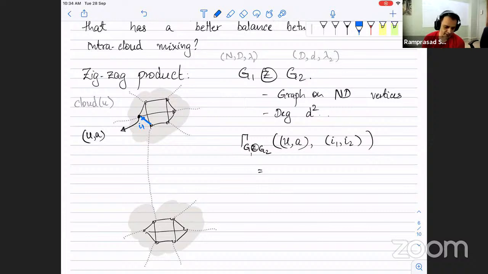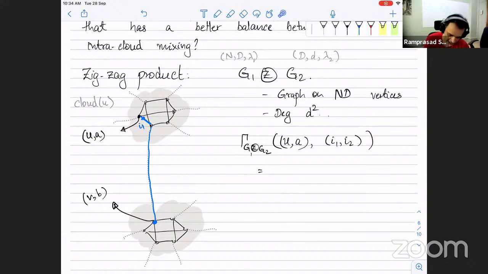Okay, now once you end up at a vertex, there is a single intercloud vertex that is emanating from that. So I'm going to end up taking that intercloud vertex. Now I land up at something. I don't know what the name of this vertex is. Maybe this is something that's called (v, b).